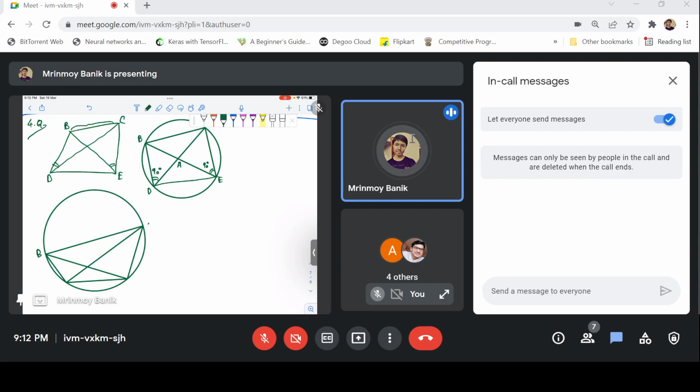This is BCD. Is it BCDE or BCED? It's BCED. Wow, that's strange. So this is A, this is the center of the circle. F and G are the midpoints of DE and BC. So this is F, this is G.